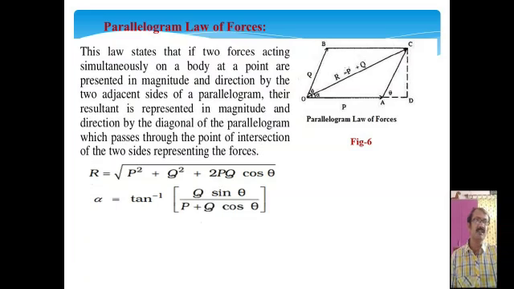So R is nothing but P plus Q. From this equation, R can be represented as root over P square plus Q square plus 2PQ cos theta, and alpha is the angle between the resultant and the force P, that is tan inverse of Q sin theta divided by P plus Q cos theta.